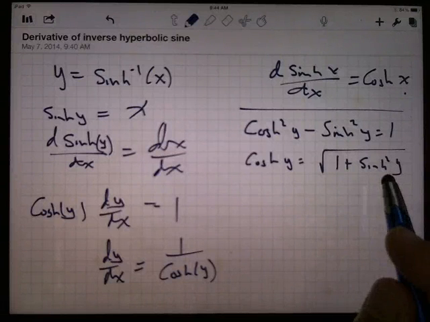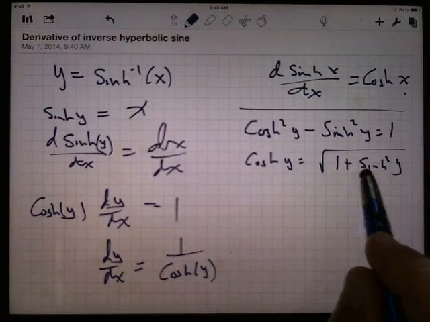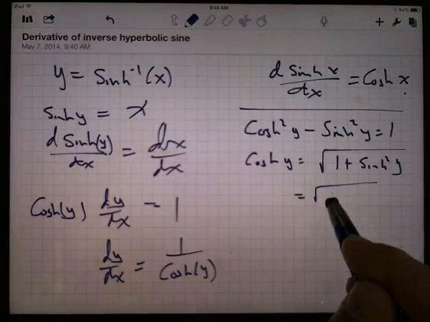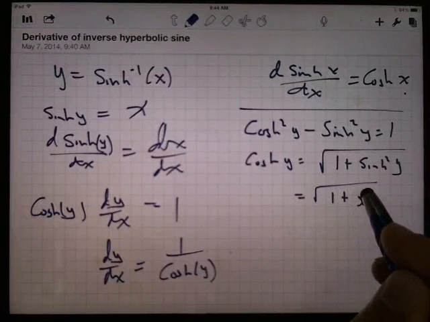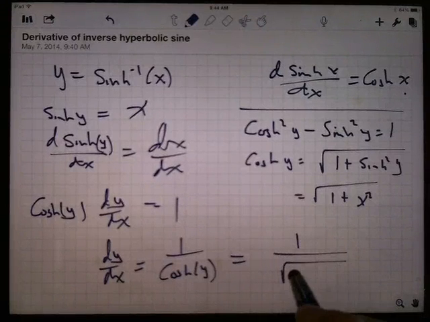That being said, cosh y, let's see, 1 plus sinh squared y. Well, sinh y is equal to x. So this is just the square root of 1 plus x squared. And so this derivative now is 1 over the square root of 1 plus x squared.